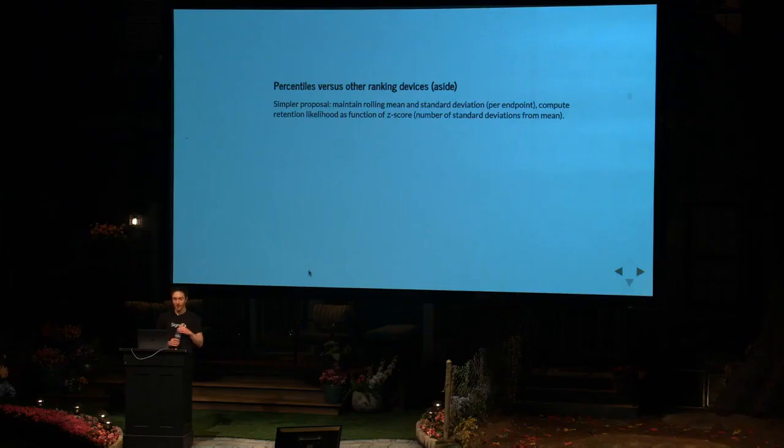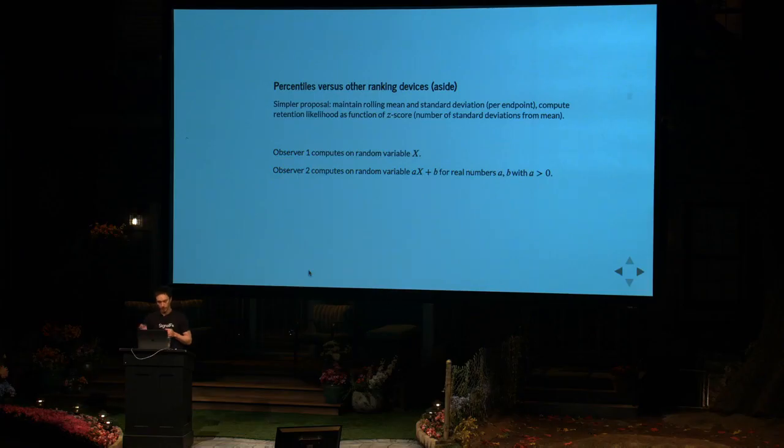So a quick comment about percentiles versus other ranking devices. If I can just throw up a straw man briefly: the data structures that can calculate percentiles tend to use up quite a bit of memory and then require some CPU. So why do we bother with this? Why not just keep something like the rolling mean and standard deviation and then compute the retention likelihood not as a function of the percentile, but instead as a function of the z-score, right? The number of standard deviations from the mean, right? And maybe do this in an exponentially weighted way.